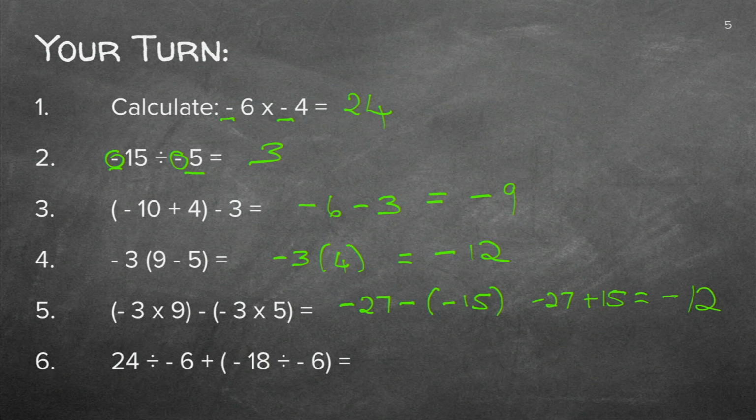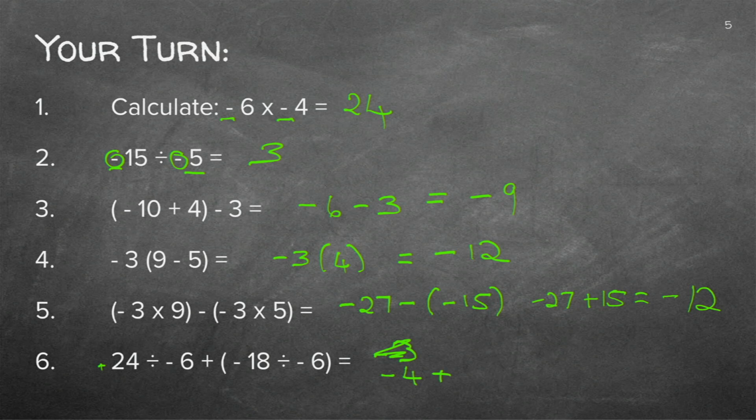And now the last example, 24 divided by -6. So this is a plus and this is a minus. So what is the answer going to be? It's going to be a minus 3. Am I correct? No, 4, sorry about that. It's going to be a minus 4.